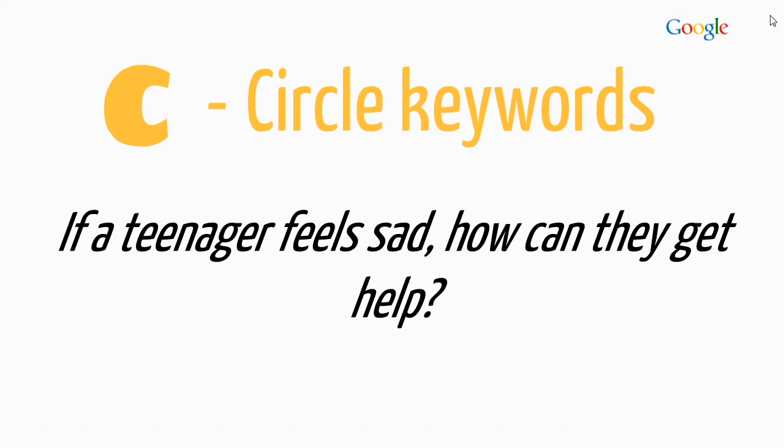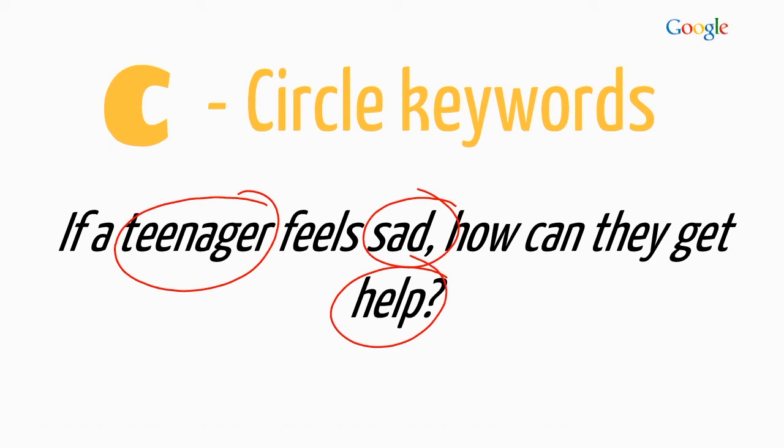So the first part of CRAM says that I need to circle my keywords. So the keywords are the most important words in my question. So I'm going to say that teenager, sad, and help are the three keywords I need. When you're trying to find keywords, they're typically going to be nouns. Okay, so the first thing we needed to do was circle keywords.